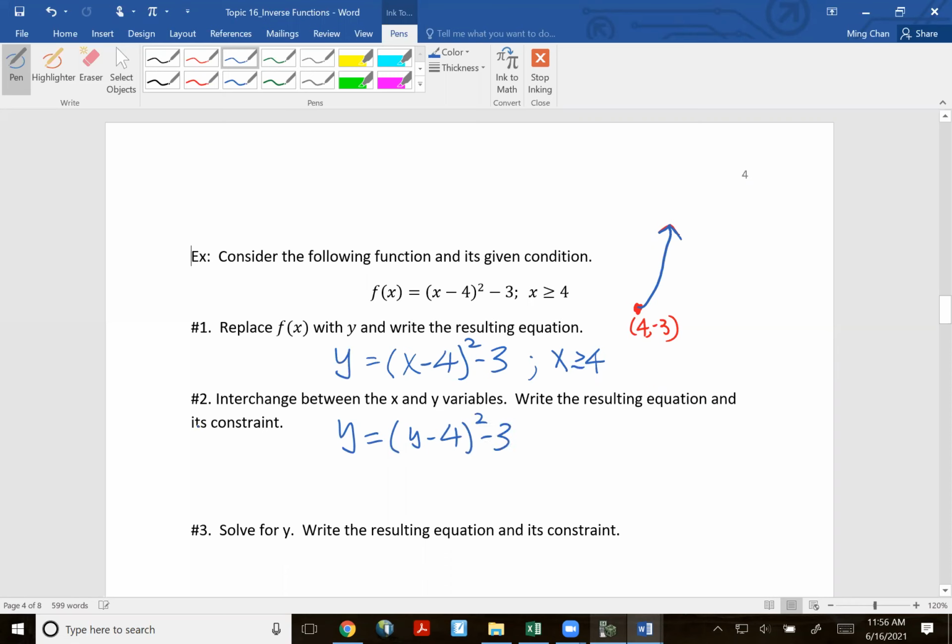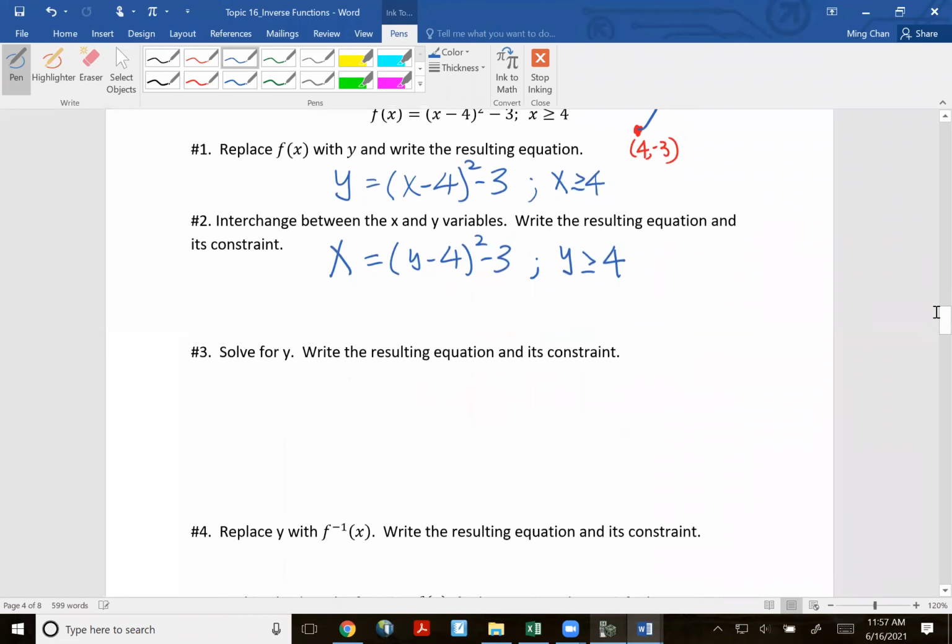Write the resulting equation and its constraint. So think about it, man. I just interchanged between the x and the y variable. So that means this x, the original condition was x greater than or equal to 4. Now interchange between the variable. Now this got to say y is greater than or equal to 4. So my inverse function, its condition, the variable also got to be interchanged.